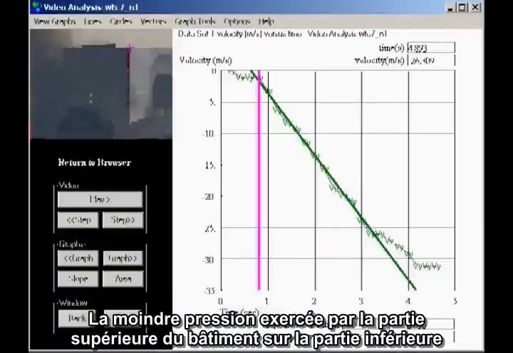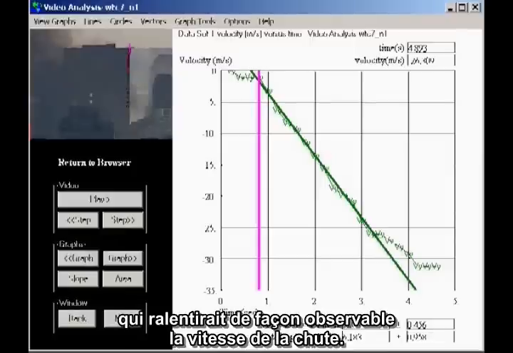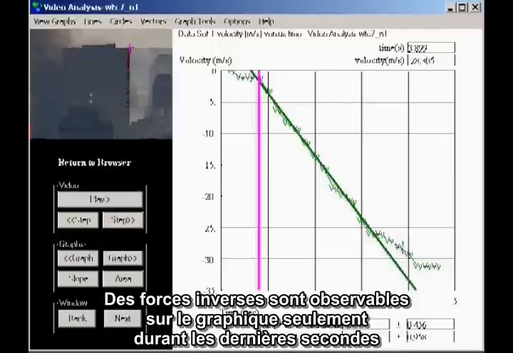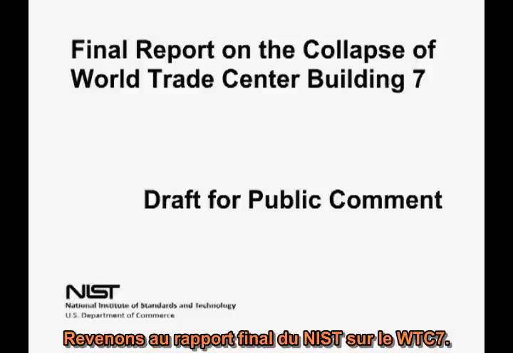the building. Any force the top portion of the building might exert on the lower portion would be reflected in a reaction force that would produce an observable slowing of the rate of fall. A reaction force is observable in this graph only in the last seconds when the velocity strays from the straight line. Let's return to the NIST final report on WTC 7.